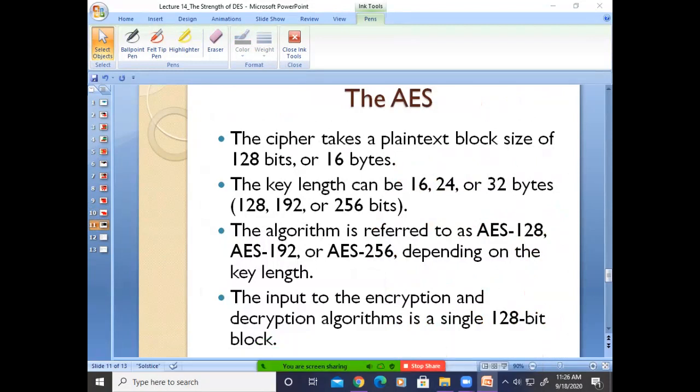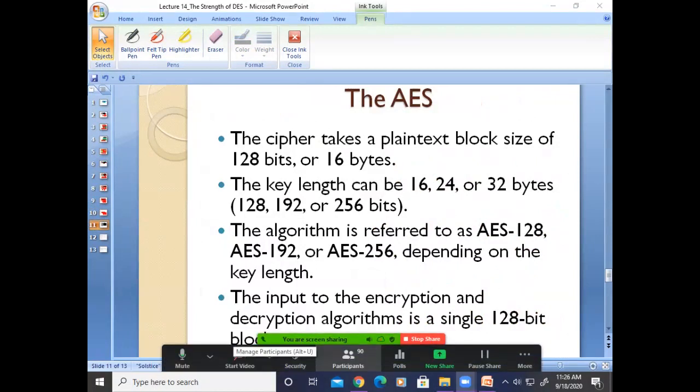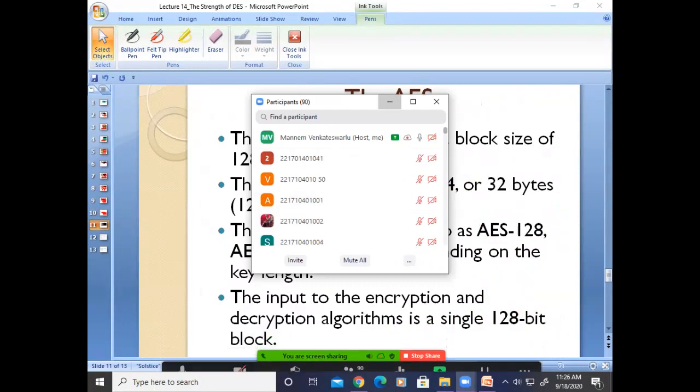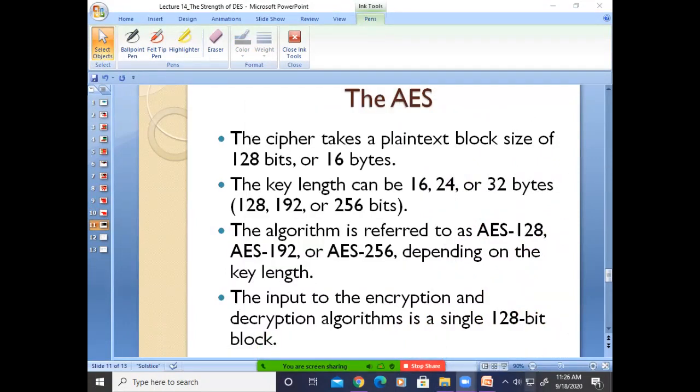Is it clear to all of you? All the points: double DES, triple DES, and the strength of DES, that is using 56 bit keys, nature of the algorithm, timing attacks, and one more is avalanche effect. Please respond so that I will discuss the AES, and you will have a Coursera webinar, right?